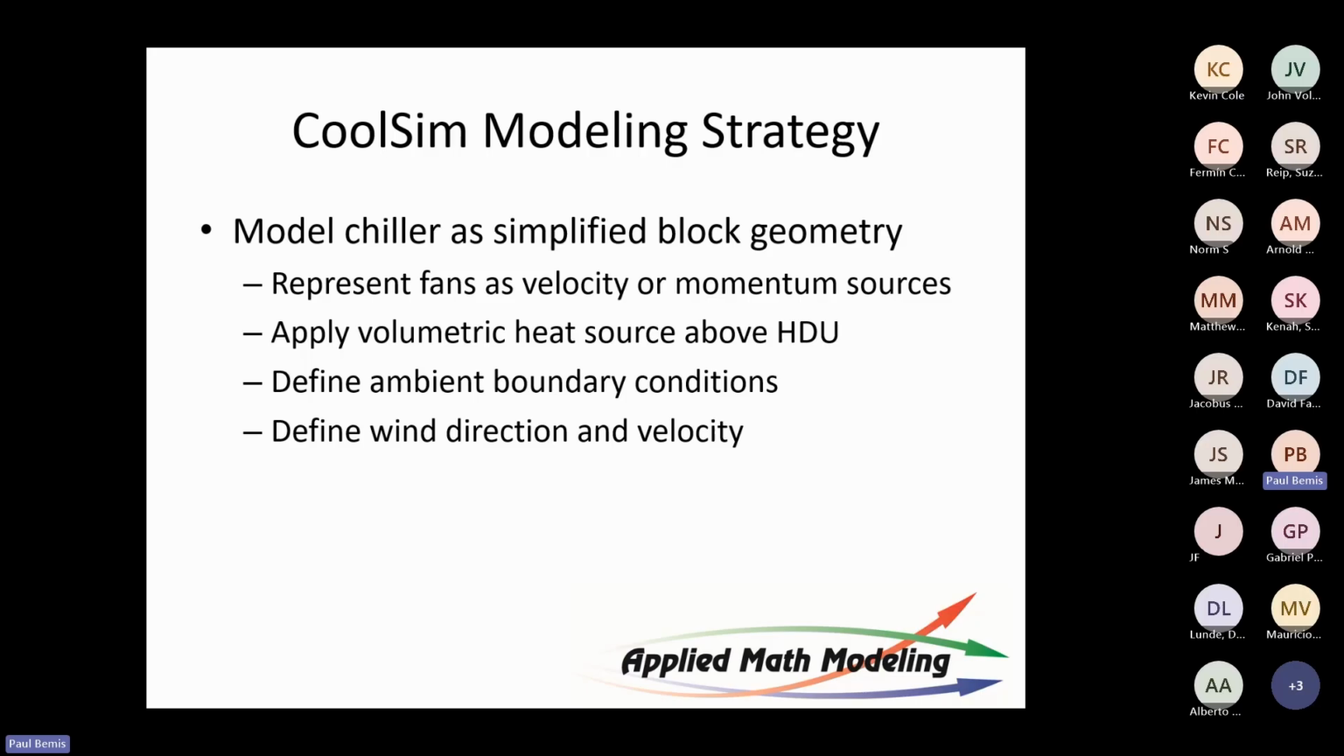You define the ambient boundary conditions. Here we're talking about, generally speaking, temperature of air, density of air. Density of air will vary by altitude, of course, so you want to get your altitude straight. Wind direction, wind velocity. Okay.